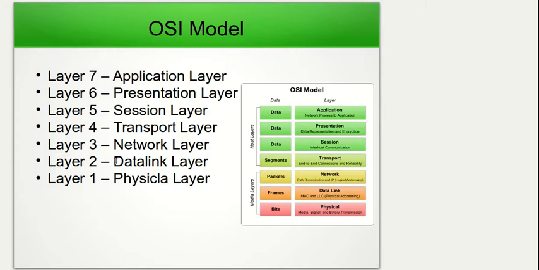With the OSI model, layer 1 is the physical layer, layer 2 is data link, layer 3 is network, layer 4 is transport, layer 5 session, layer 6 presentation, and layer 7 application. There's quite a lot of layers to memorize. So a mnemonic you can use is please do not throw a sausage pizza away. So please, physical, do, data link, not, network, throw, transport, sausage, session, pizza, presentation, away, application. A little mnemonic that you can use to memorize the OSI model.